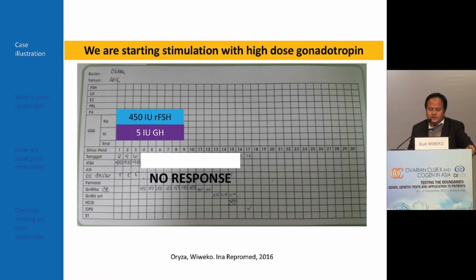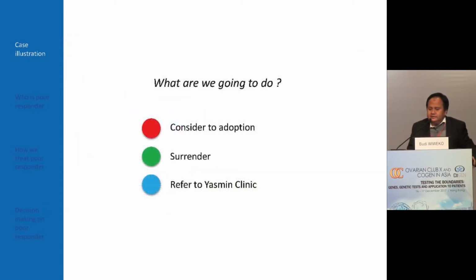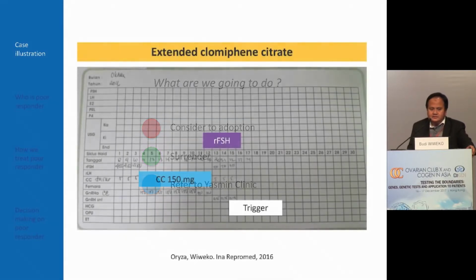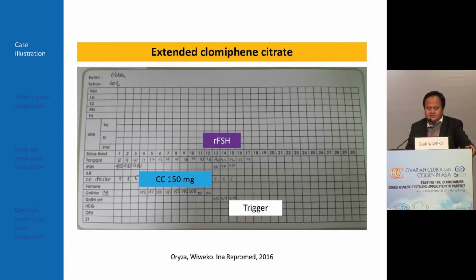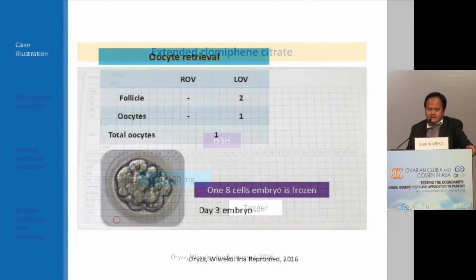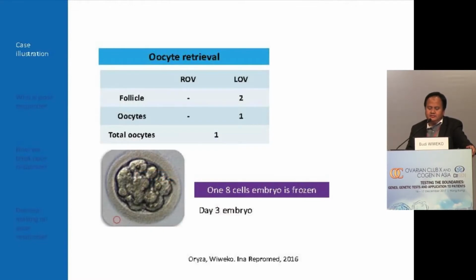We started with 450 IU recombinant FSH combined with 5 IU growth hormone. But after 3 days of injections, there was no response from the ovary. So what are we going to do? Cancel the cycle or refer to other fertility clinics? For this case, we decided to give extended clomiphene citrate, CC 150 milligrams for 9 days. Fortunately, after 9 days of CC, there was one dominant follicle in the left ovary, and we succeeded in retrieving one oocyte. We then had one 8-cell embryo, frozen on the third day of embryo development.